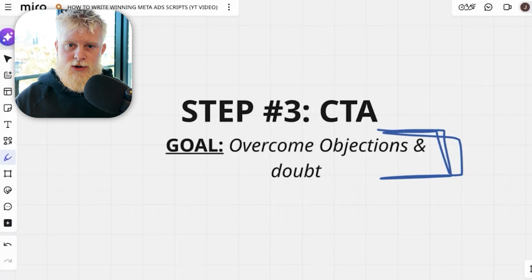So if the goal of the hook, the first 5 seconds or so, is to get people to stop scrolling and just watch the video, and then the goal of the body of the video is to sell the product, position it as the unique mechanism solution, then what are you going to do after that? You got people to watch, you got people interested in buying your product. Now you need to overcome any objection and doubt that they have about buying the product.